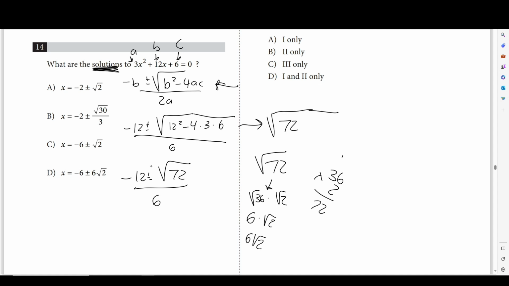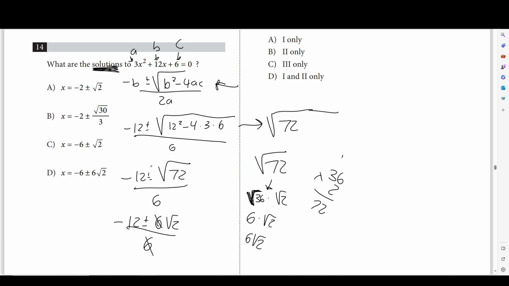I cannot multiply them under that radical hat because this 6 lacks a radical hat. If this was radical 6, then that'd be radical 12. But because it lacks that cap, I can't do it. So really, this is equal to negative 12 plus minus 6 rad 2 over 6. And now I can just divide both sides by 6, right?